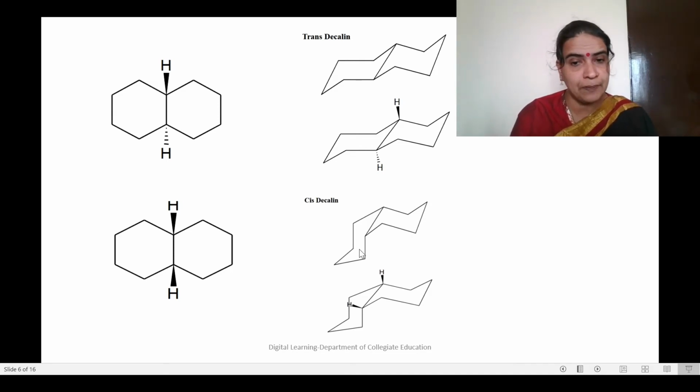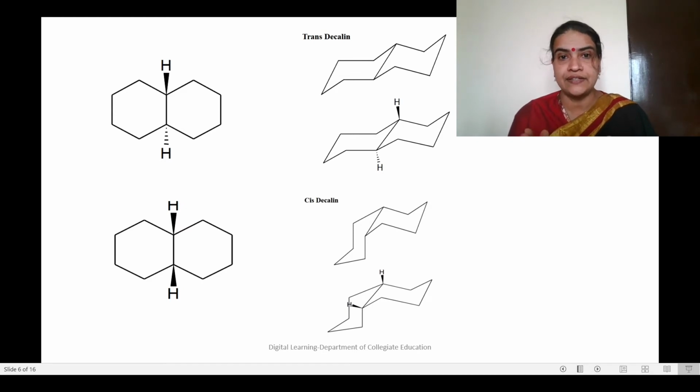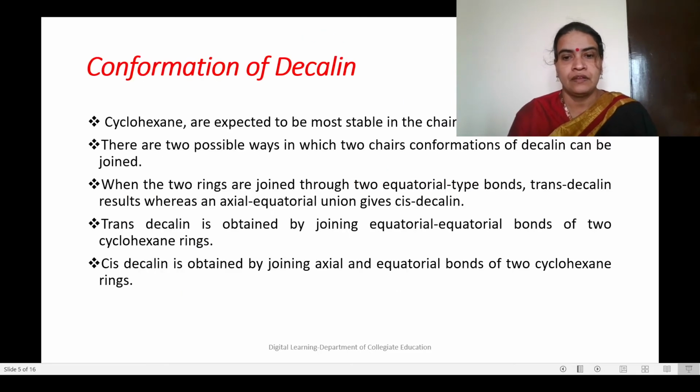Whereas in cis decalin, what is happening? Here this is the equatorial position, whereas this is the axial position. So this is equatorial axial fusing. That is cis decalin. So the two conformers of decalin can be termed cis decalin and trans decalin. In cis decalin, there is equatorial axial fusing, and in trans decalin, there is equatorial equatorial fusing.